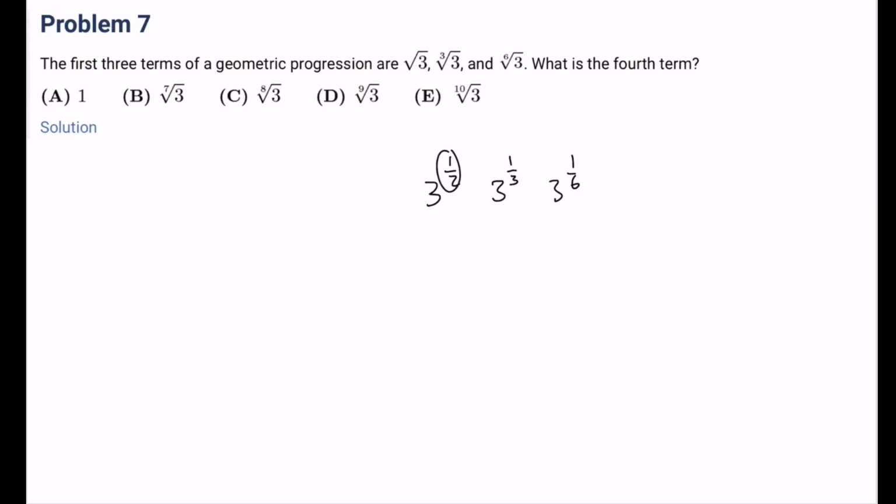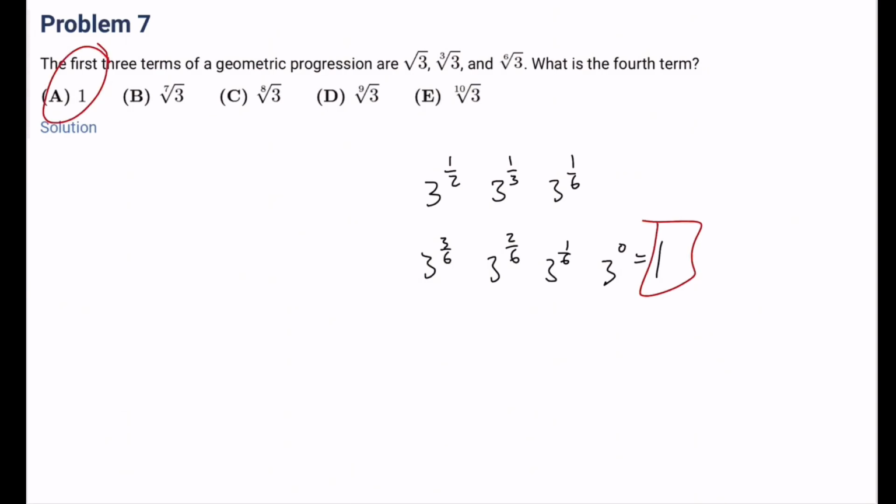right? But we know that those can be expressed all over 6, so it's going to be 3 to the 3 over 6 power, and then 3 to the 2 over 6 power, and then 3 to the 1 over 6 power. And then the next is going to divide by 3 to the 1 over 6 power, so this is going to be 3 to the 0th power, which is just basically 1. And that's the next term. That's our answer. It's A.